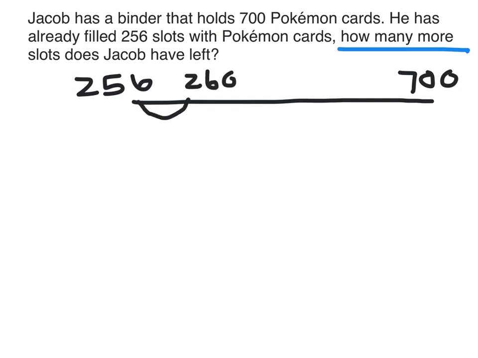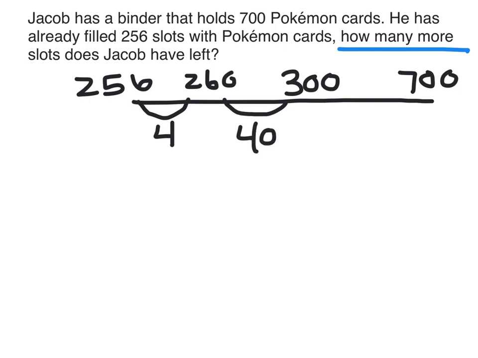To get to 260, it's going to be how many jumps? You should have said 4. All right, so I'm at 260. What's my next easy number? You should have said 300. To get from 260 to 300, how many jumps is that? You should have said 40.